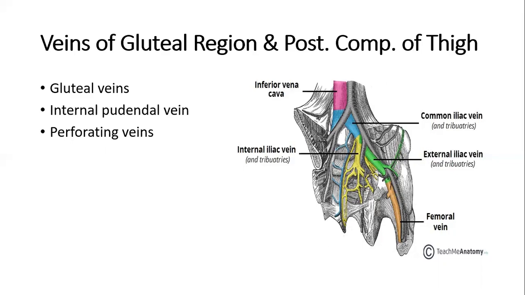Then we have internal pudendal vein that is also present in the gluteal region, but we know that it does not drain the structures from the gluteal region. Rather, it is the major vessel of the perineum, that is the region of the external genitalia. So, internal pudendal vein also accompanies the internal pudendal arteries and enters the internal iliac vein. So far, we have seen that gluteal veins and internal pudendal vein are tributaries of which vein? Internal iliac vein.